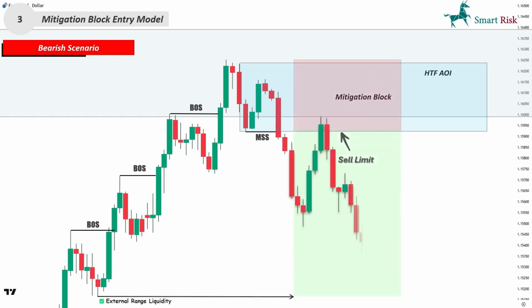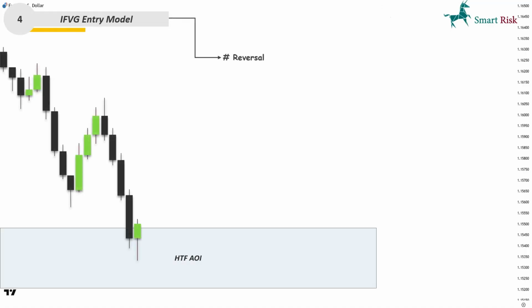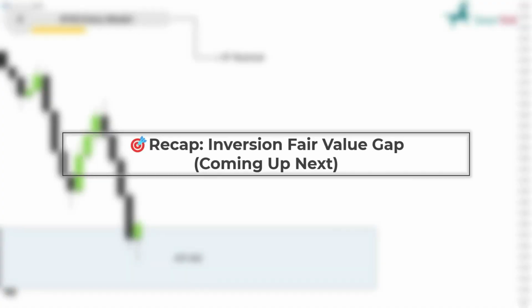Now let's move on to the fourth entry model, the IFVG entry. This is one of the strongest reversal entry models and often provides very high-quality trade setups. But before we dive into the details and learn how to apply it on the chart, let's quickly recap what an inversion fair value gap is and understand how it forms.